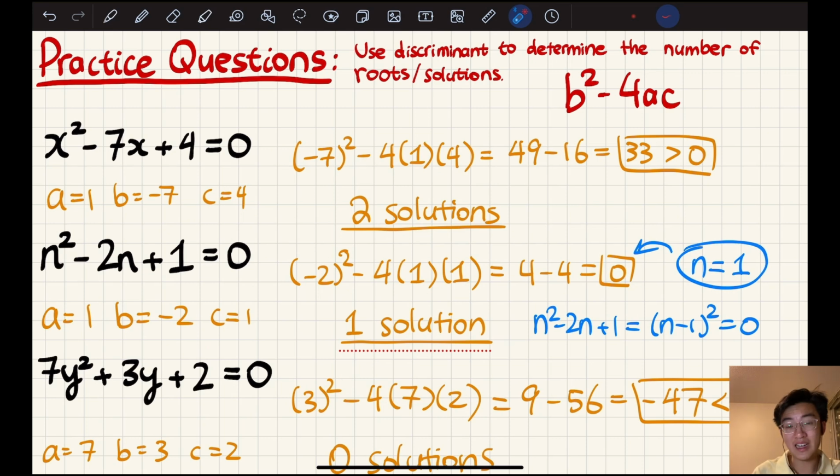Alright, so in the next class we'll actually learn about how to use the quadratic formula. But for now, all we're doing is just figuring out, just at a glance, can I even solve this question in the first place? Alright, so with that being said, keep practicing and stay hydrated.